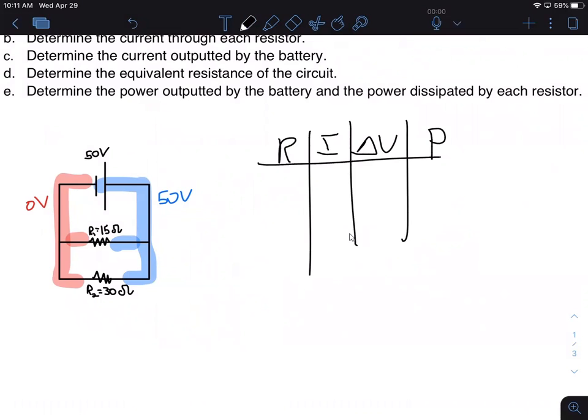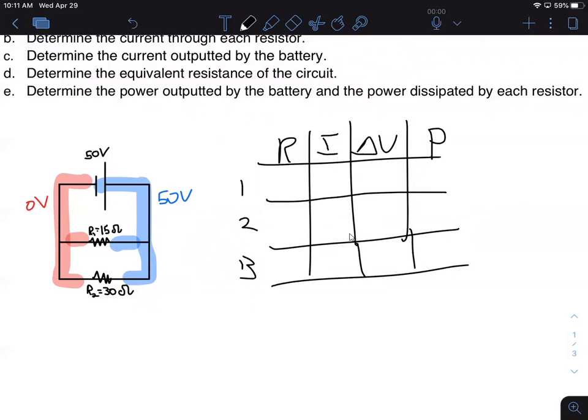So I need one more for the battery. 1, 2, and then my battery. My battery is 50 volts. That's all I know about my battery. It doesn't have a resistance. I have a 15 ohm, I have a 30 ohm resistor, and they're each changing the voltage by 50, because they're both taking it. Electron gains 50, loses 50, gains 50, loses 50 around either of these loops.